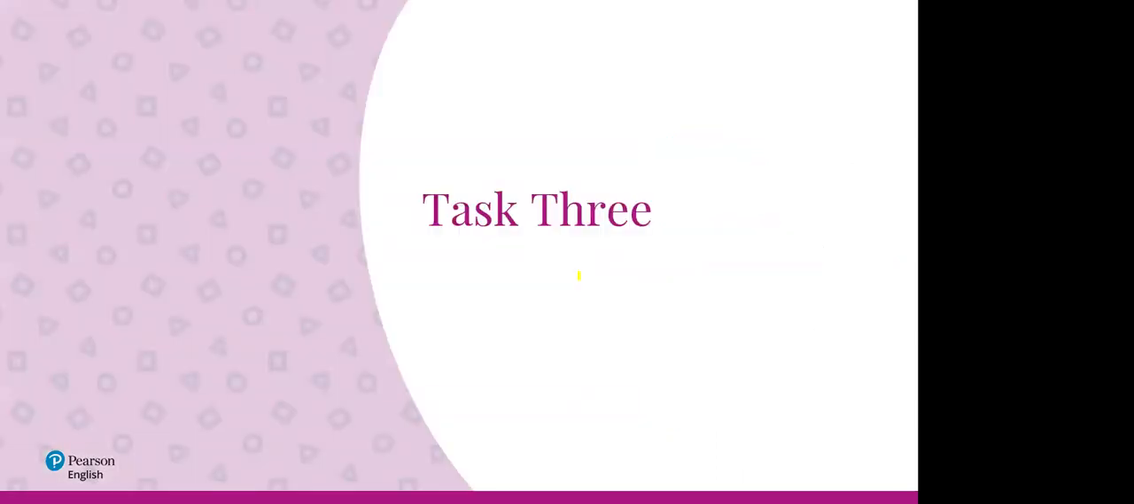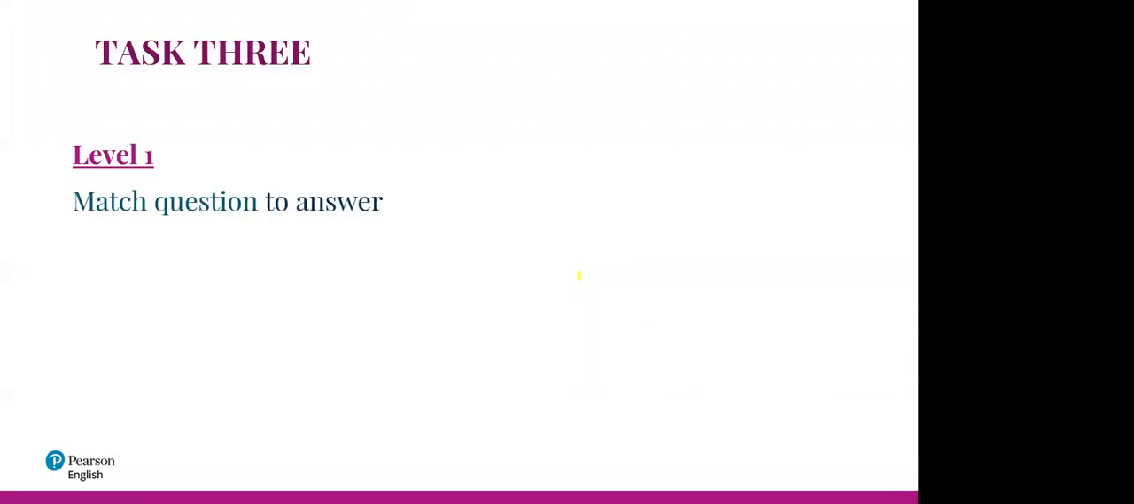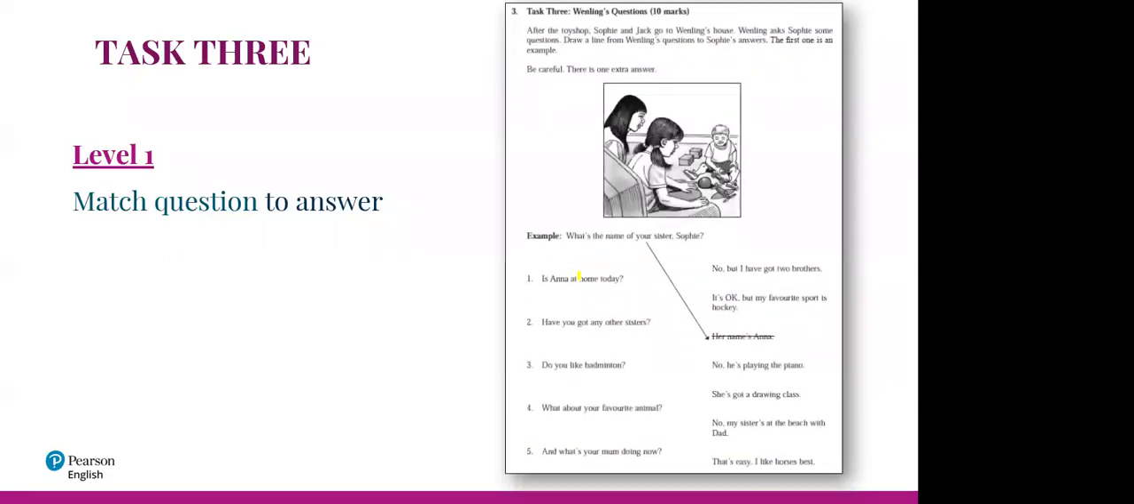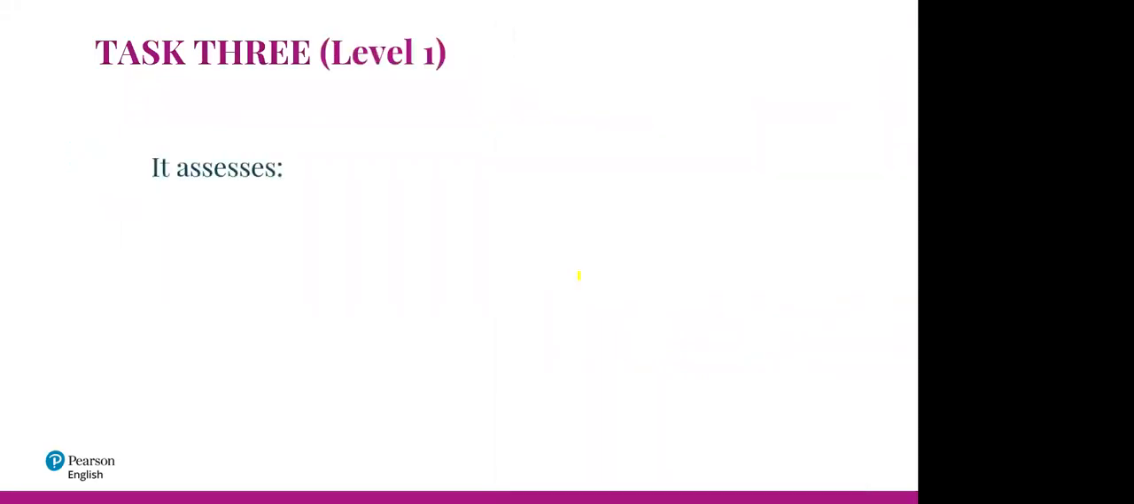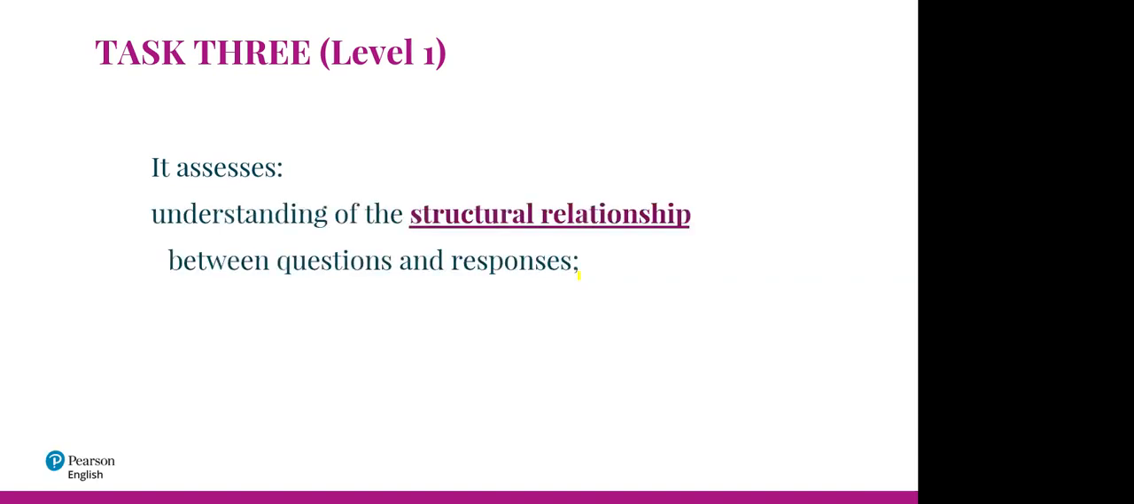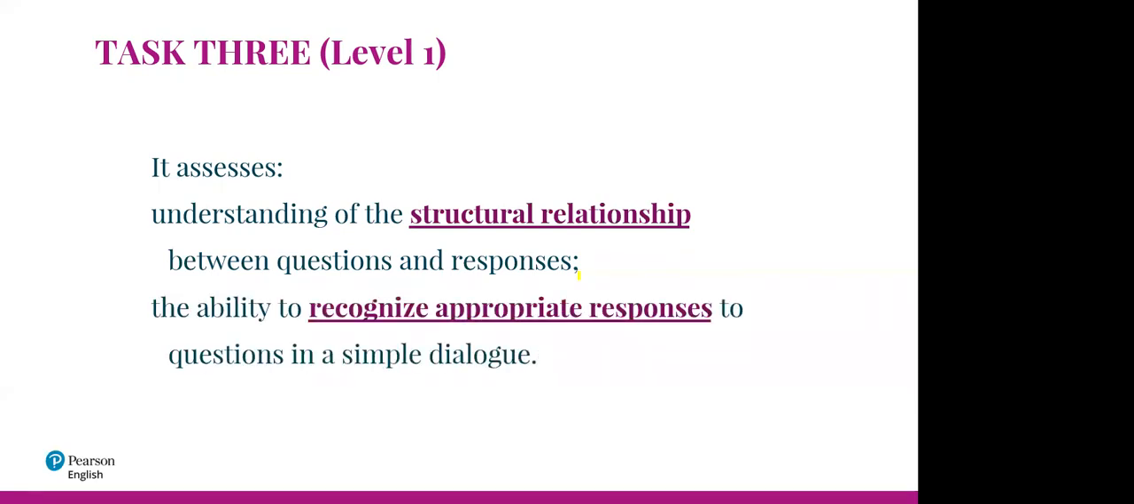So let's have a look at task 3. Task 3, level 1. This is reading. The score points are counted as a reading skill, and the task is match question to answer. So there is a dialogue in which questions are matched to answers. The sub-skill that this task assesses is the understanding of the structural relationship between questions and responses, plus it also tests the ability to recognize appropriate responses to questions in a simple dialogue. So there are two things.